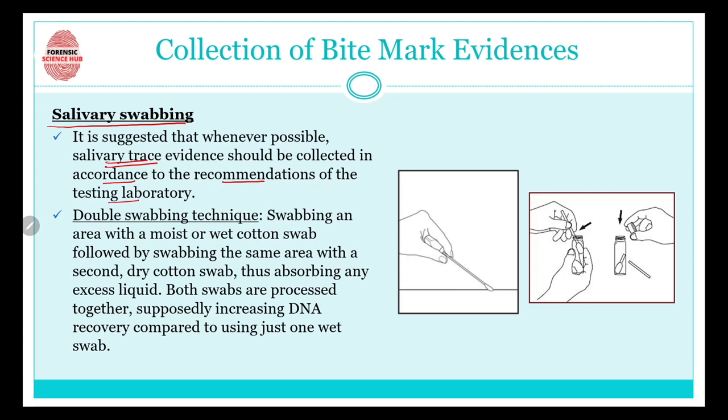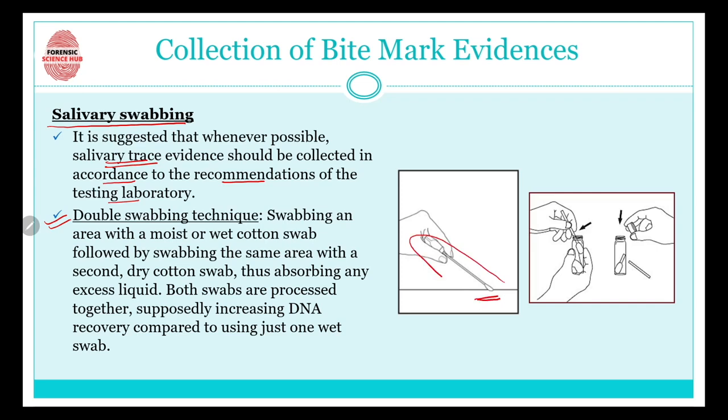So whenever possible, whenever you think that saliva might be present in this particular evidence, that saliva must be taken, because if we get DNA, then catching the suspect will become very easy. So for that we use the double swabbing technique. In the double swabbing technique, what we do is we take a swab.